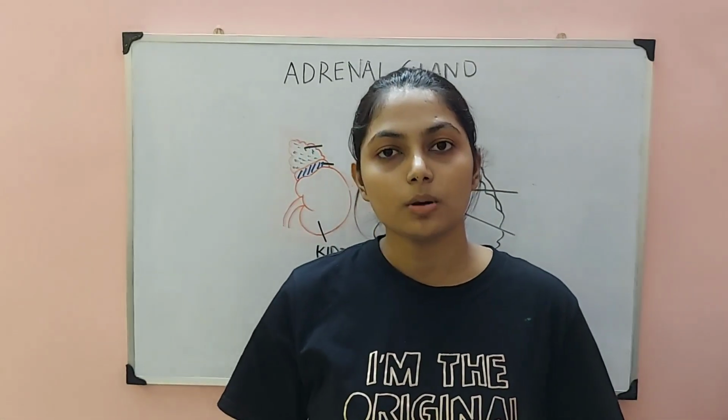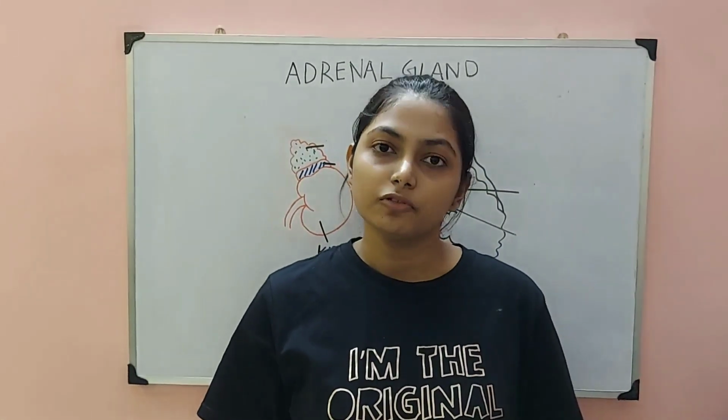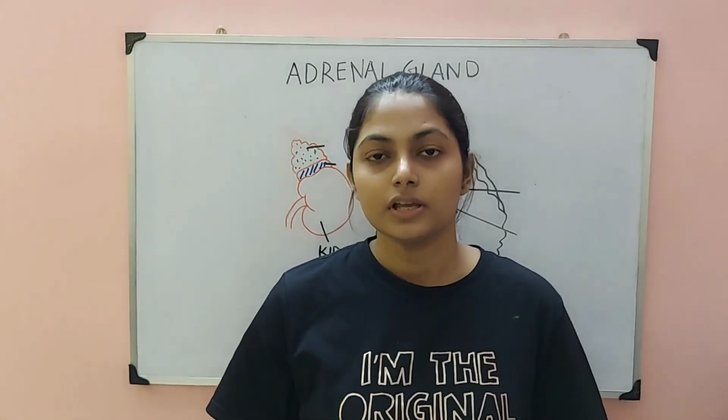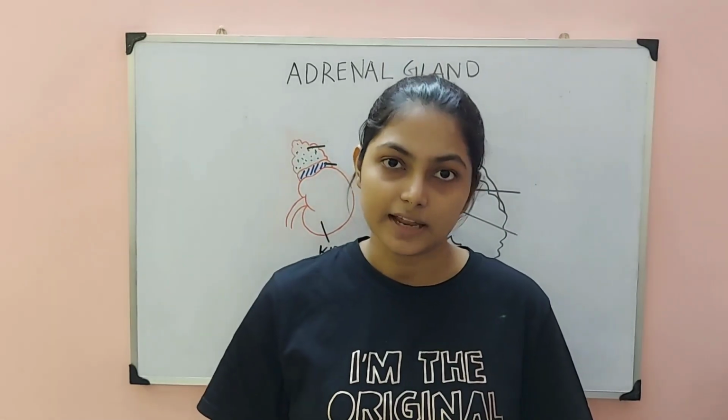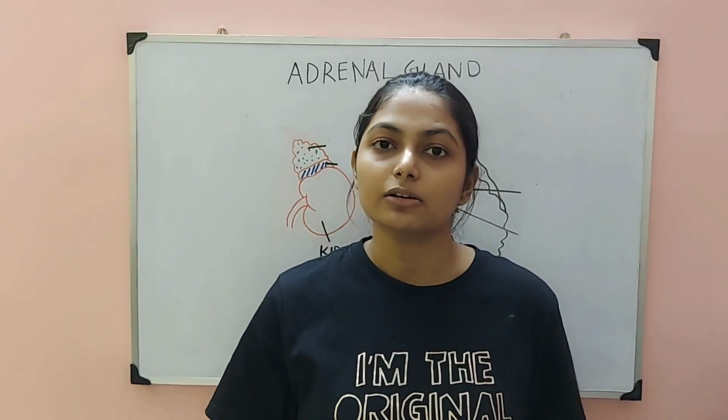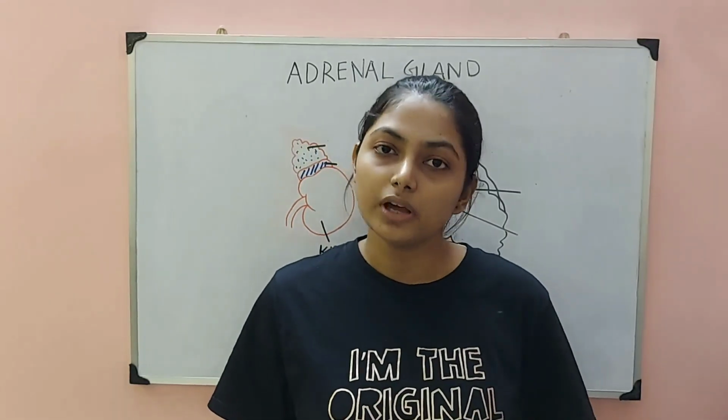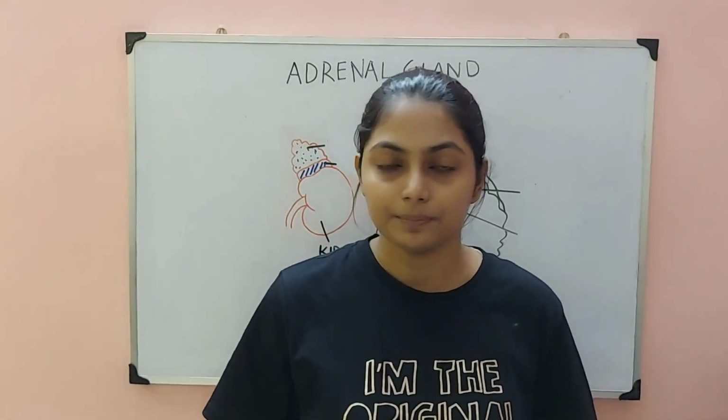Good morning. Our today's topic is adrenal gland. So before I start, first of all, how many adrenal glands do we have? We have one pair of adrenal glands, one at the anterior part of each kidney. Alright. So we have two kidneys. So there are two adrenal glands, that is one pair.